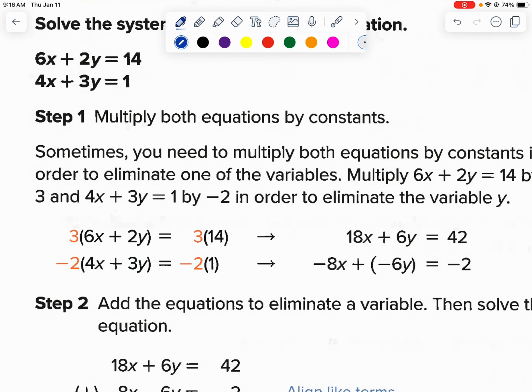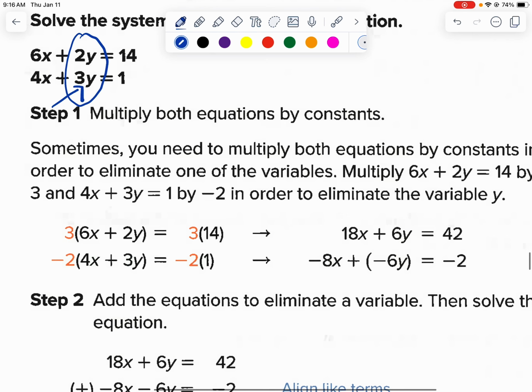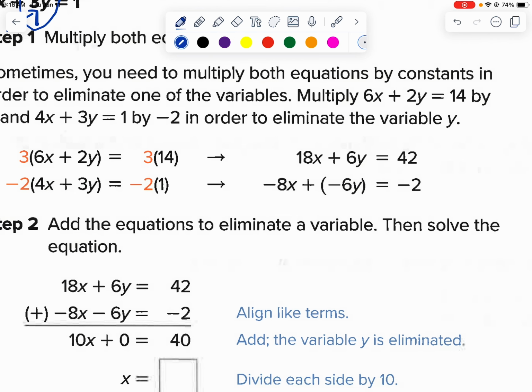So we're going to eliminate the y's. Why? Because they're smaller numbers. So in order to do this, I'm going to multiply the top equation by 3. The bottom equation, I'm going to multiply by the opposite of 2 because I want them to cancel out from each other. So I'm going to multiply 3 on the top equation, and if I do that, I get this. I'm going to multiply the second equation by -2 to get me this.